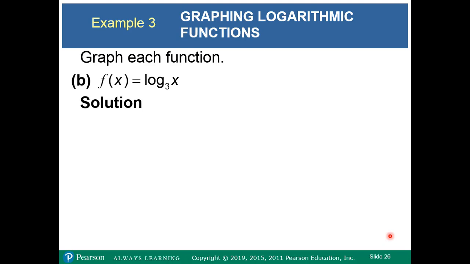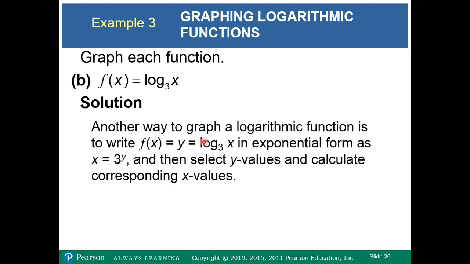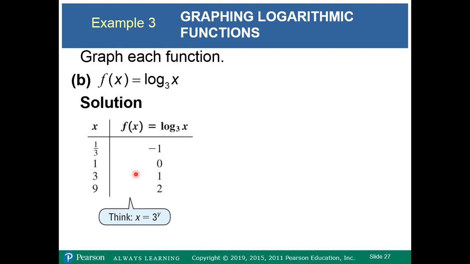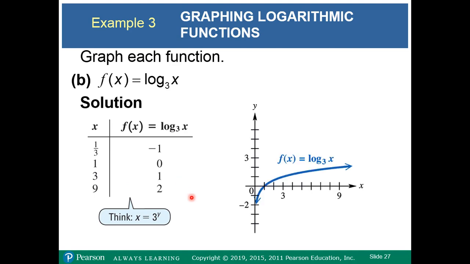Now you don't have to do it that way. You could use the characteristics to graph the log function as well. Just remember where the vertical asymptote is located and such. So now if we take this one, we can write this in exponential form. We know that it goes through these three points: 1/3 comma negative 1, 1 comma 0, and 3 comma 1. And so this is what it looks like.